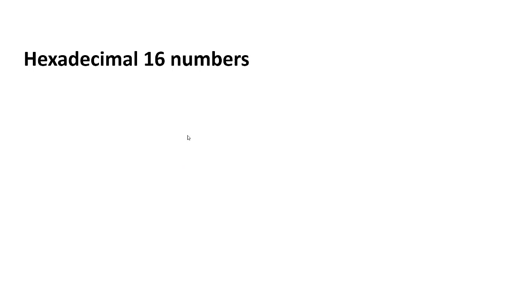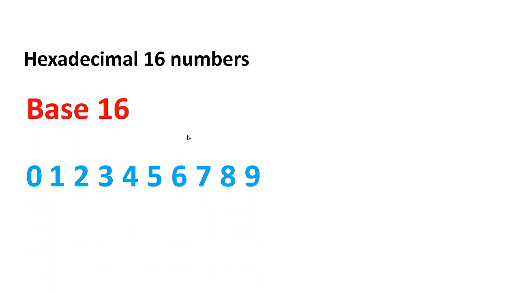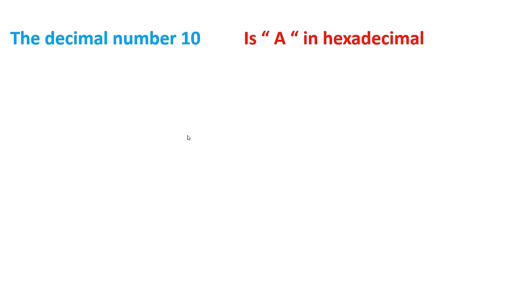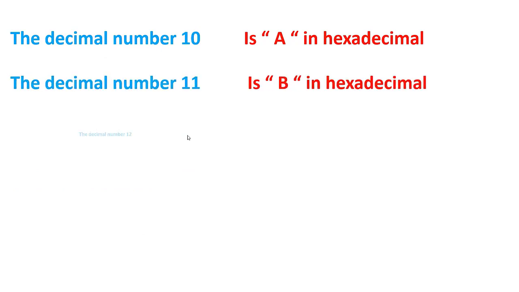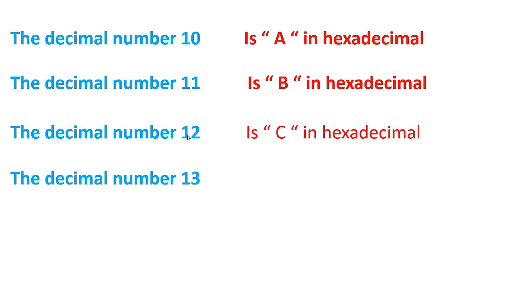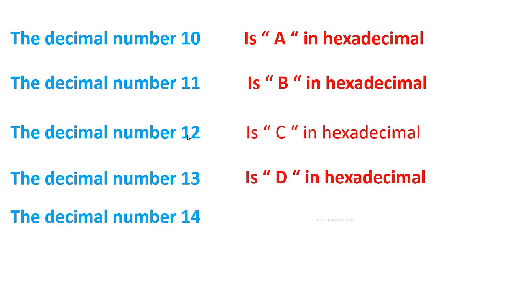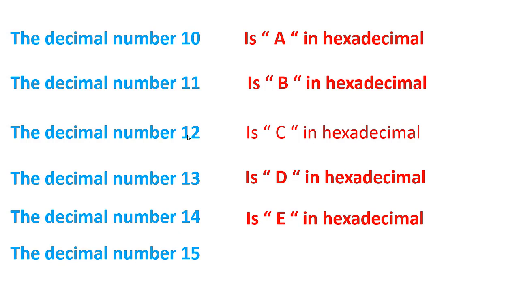Now we have the hexadecimal, which consists of 16 numbers, and it is base 16. We write them similar to the decimal from 0 to 9, and the rest, 10, 11, 12, 13, 14, and 15, we represent as letters: A, B, C, D, E, and F. In this slide, the decimal number 10 is an A in hexadecimal, 11 is a B, 12 is a C, 13 is a D, 14 is an E, and number 15 is an F in hexadecimal.